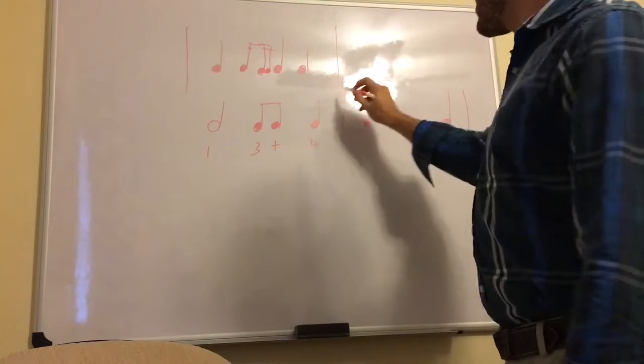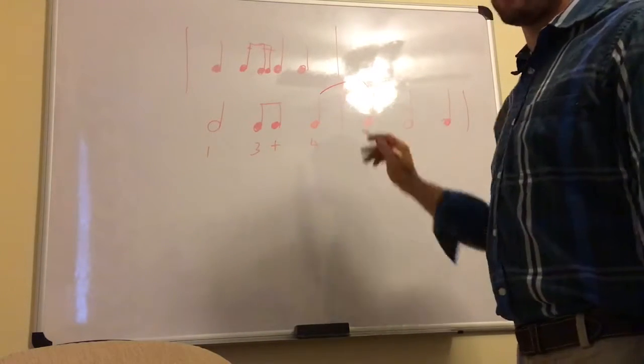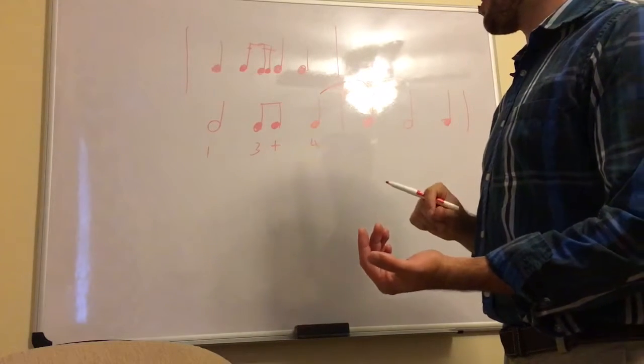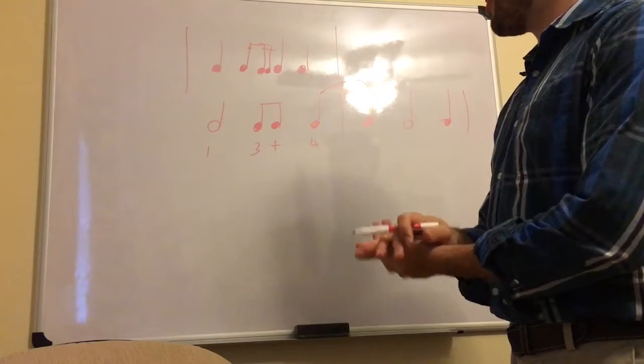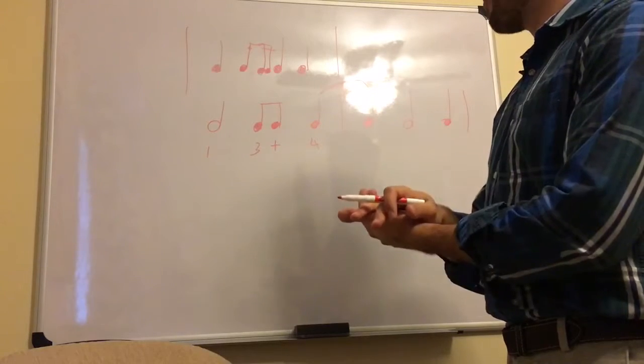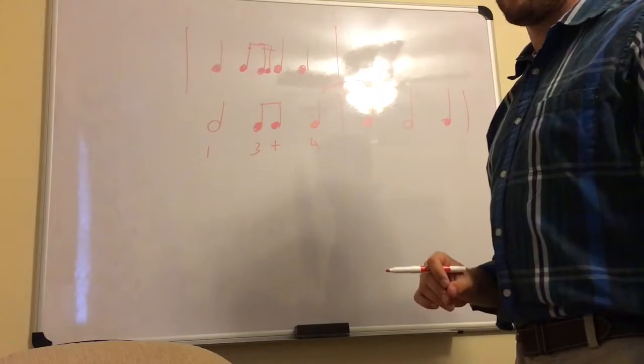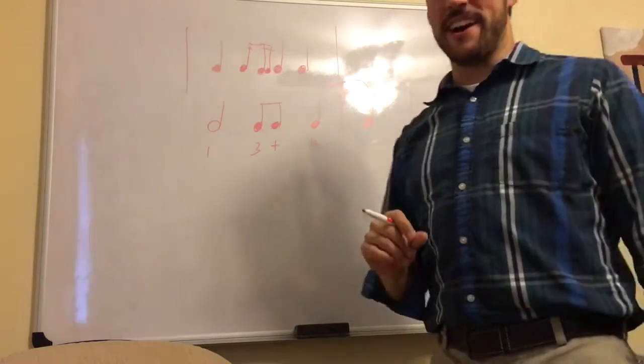Now, if we move that tie over to here between these 2 eighth notes, let's do the timing now. 1 and 2 and 3 and 4 and 1 and 2 and 3 and 4 and 1 and 2 and 3 and 4 and. Okay, hopefully you got it.